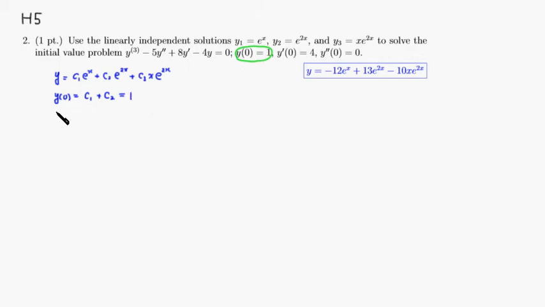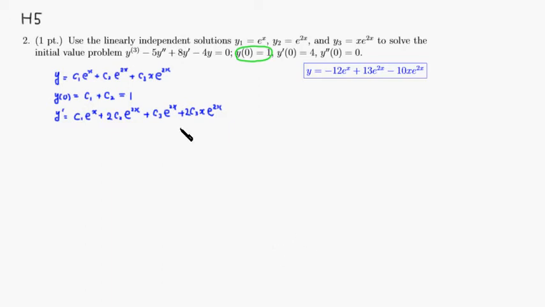Alright, so let's take the first derivative here. Derivative of that is the same thing, C1 e to the x. And derivative of this, because of the chain rule, is 2C2 e to the 2x. Here we have to use a product rule. Derivative of C3x would be just C3 times the second e to the 2x, plus C3x times the derivative of that, which is 2 e to the 2x.